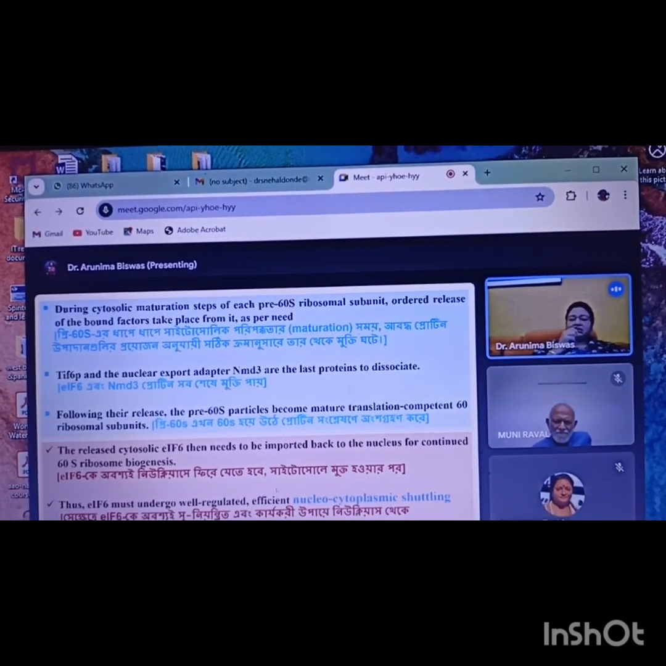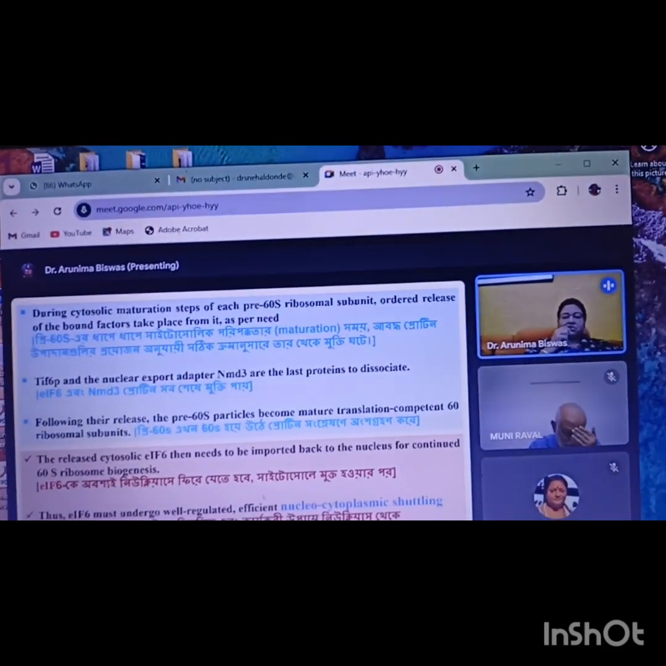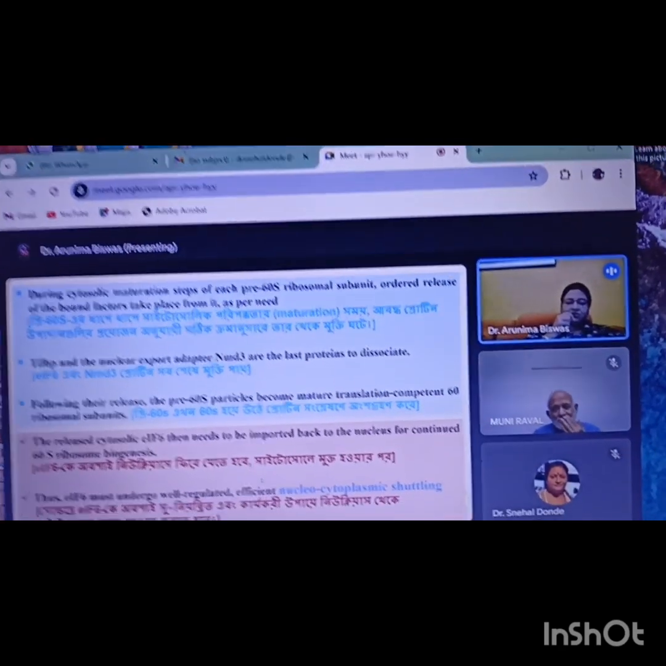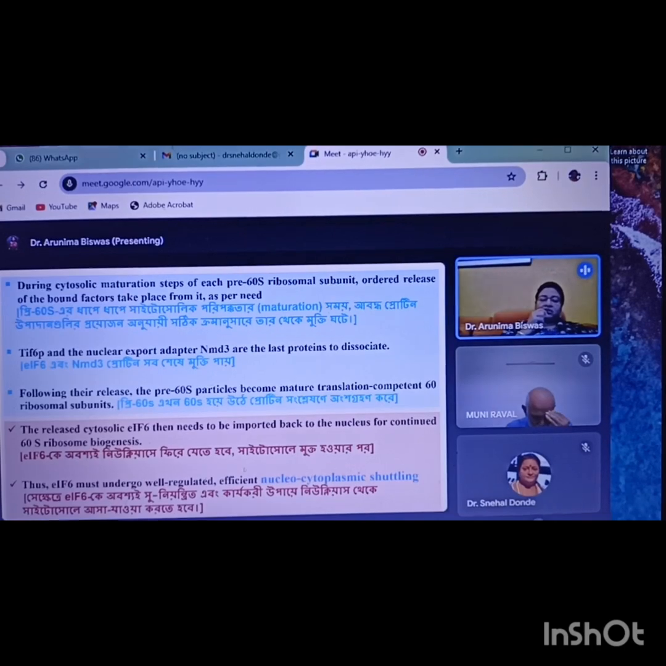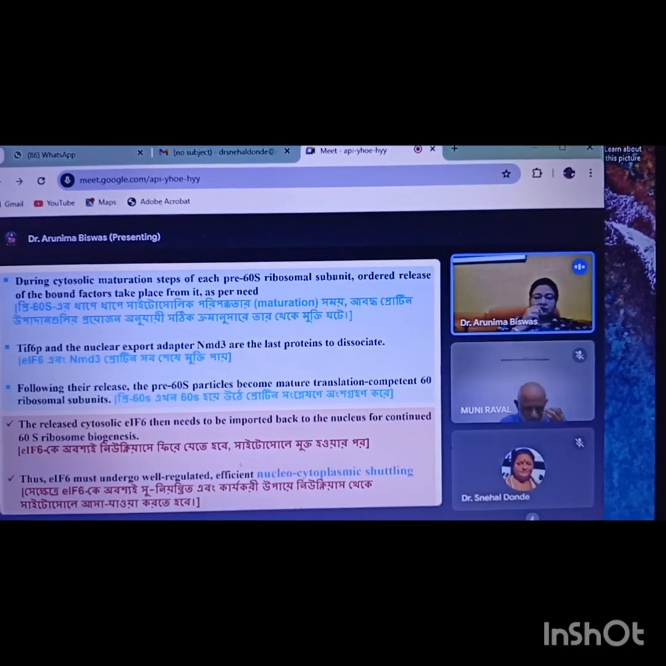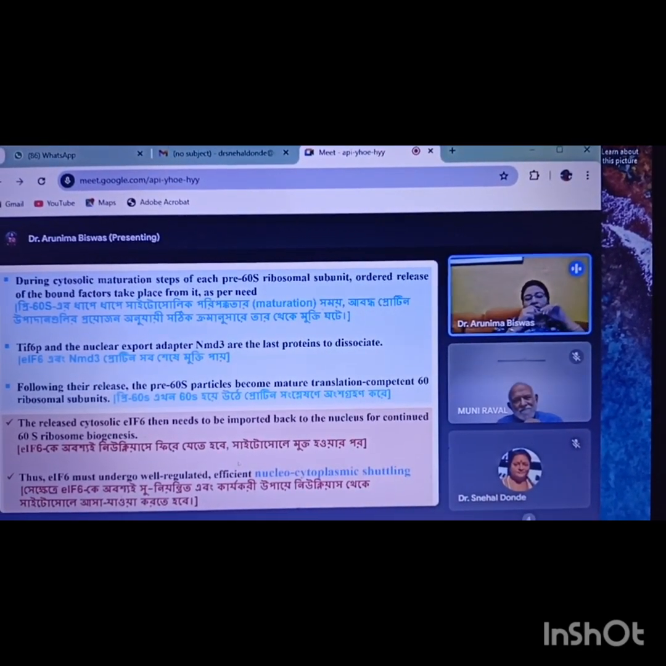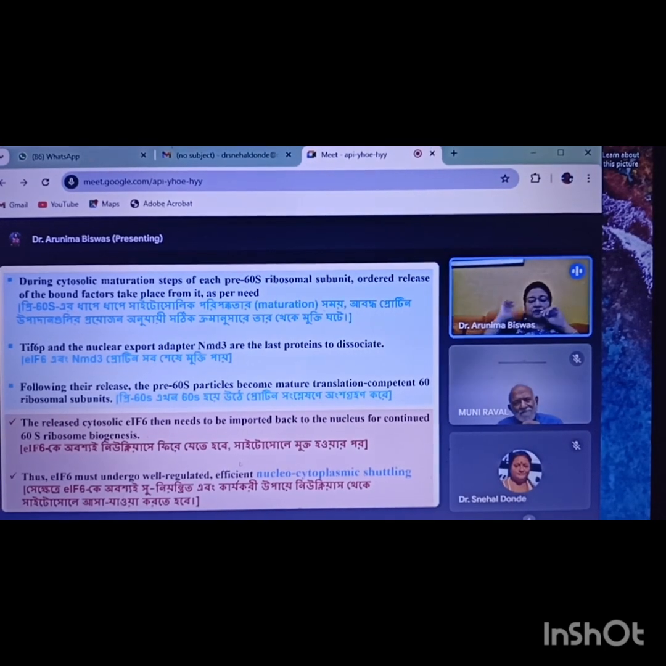Thereby the pre-60S now becomes a mature translation-competent 60S and can take part in translation, and then EIF6 has to be imported back to the nucleus for continued 60S biogenesis. So EIF6 has to undergo well-regulated, efficient nucleocytoplasmic shuttling.